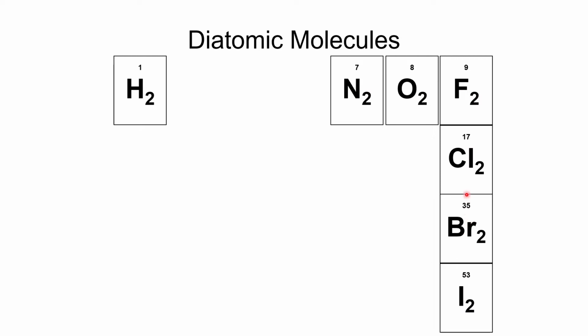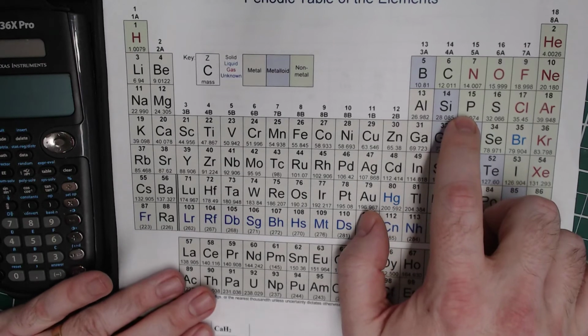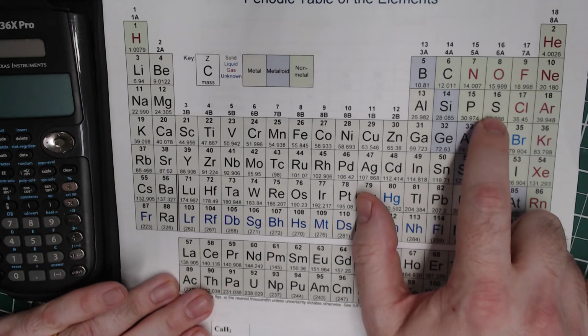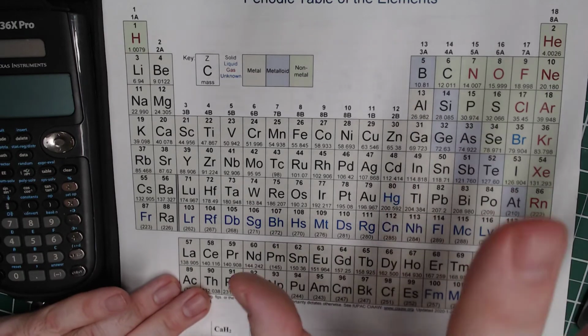Now, most of the other elements are monatomic, but there are a couple of them that are different. Like phosphorus, for example, is tetraatomic. It's P4. Arsenic is As4. And sulfur, that's kind of interesting. Sulfur usually has 8 atoms in its molecular form. So it's S8. There you go. So I point that out.